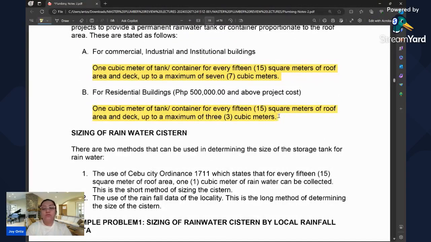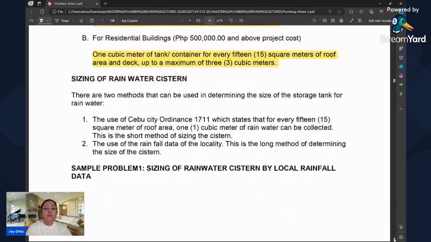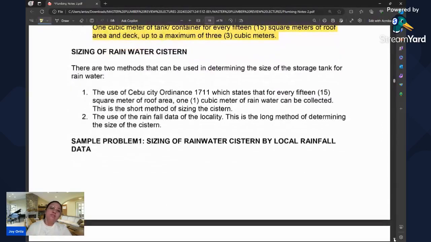So 15 square meters of roof area, or that to a maximum of 3 cubic meters. For the sizing of the rainwater cistern, these are the two methods that can be used to determine the size of the storage tank. We have the use of Cebu City Ordinance 1711, which states that for every 15 square meters, 1 cubic meter of rainwater can be collected. So this is the short method of sizing the cistern.